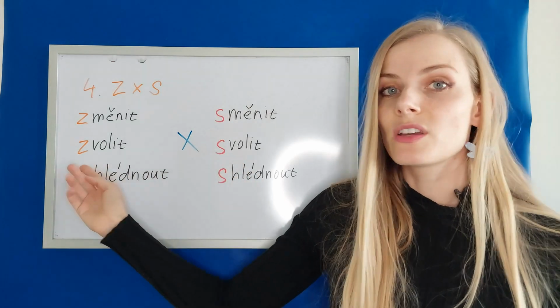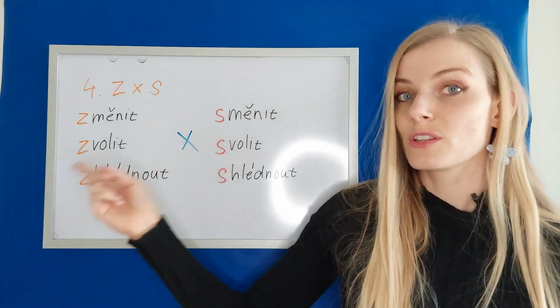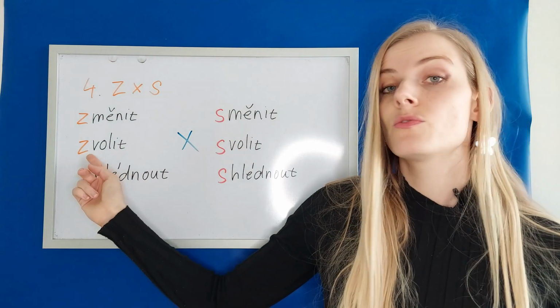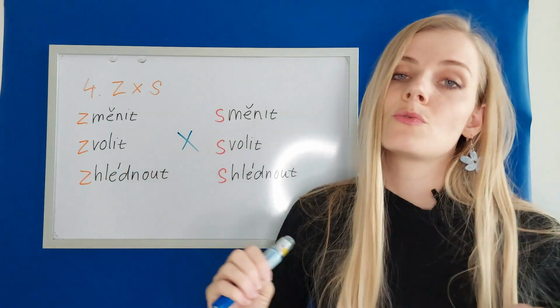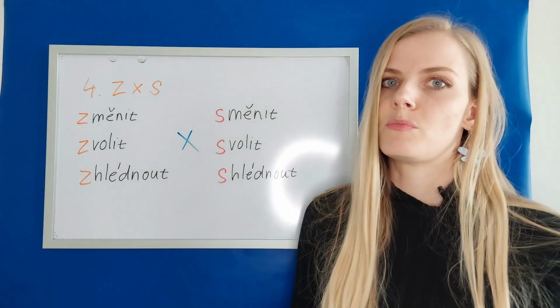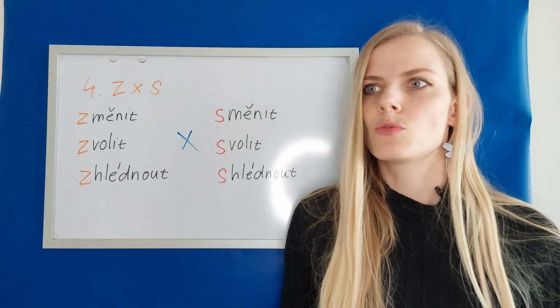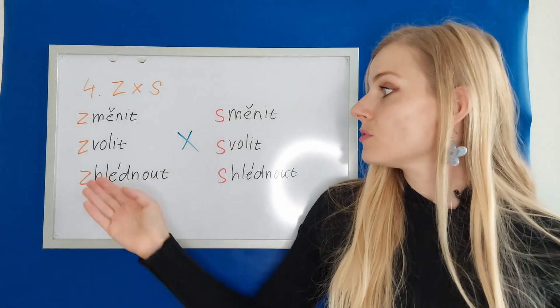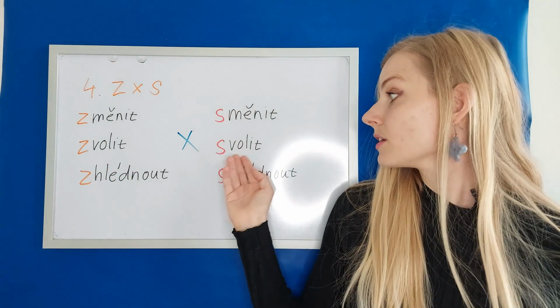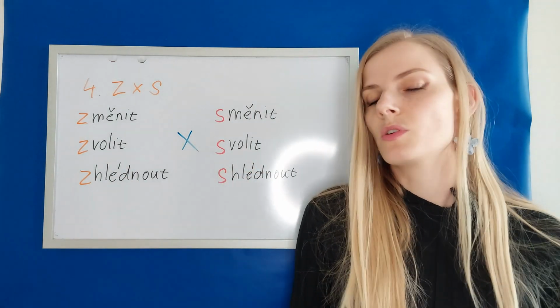Zvolit, svolit. The first one, zvolit, is to elect. Volit is to vote and zvolit is to end up voting to elect somebody. Not only in politics, but also to make a choice to elect something. There would be a very formal version. And svolit is a formal verb to agree.